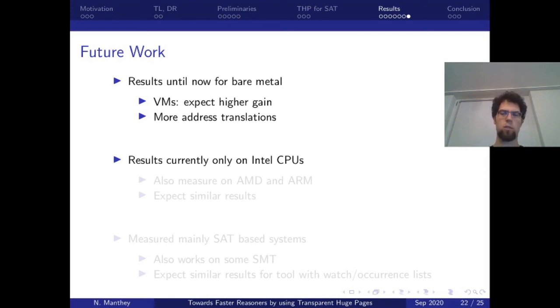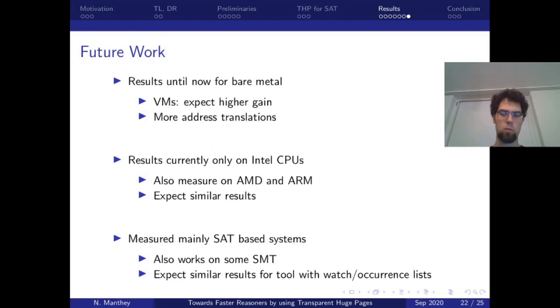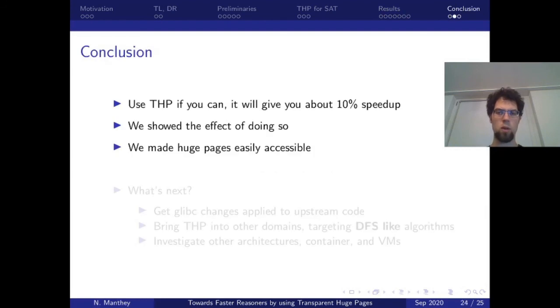Furthermore, all the measurements have been done on Intel CPUs at the moment, but there are also other manufacturers, so we plan to measure the effect on AMD and ARM CPUs, and we expect similar results because the basic architecture is the same. We also mainly measured SAT-based systems, and then ASP, some optimization, and BMC tools. We should broaden this to more categories, so we will look into SMT more, and for tools that have similar watch list or occurrence list data structures, we expect the speedup to be similar to what we measured for SAT systems. So this concludes the talk.